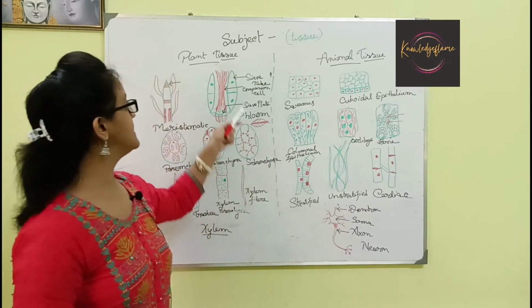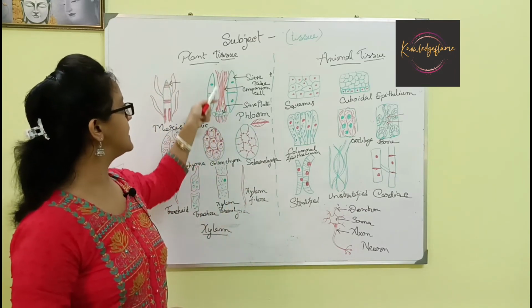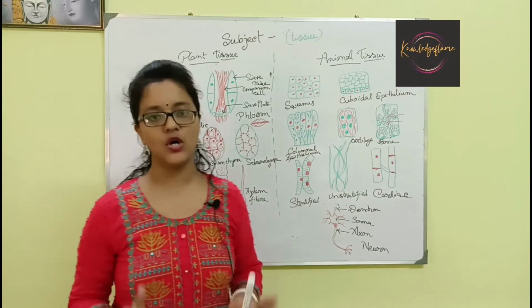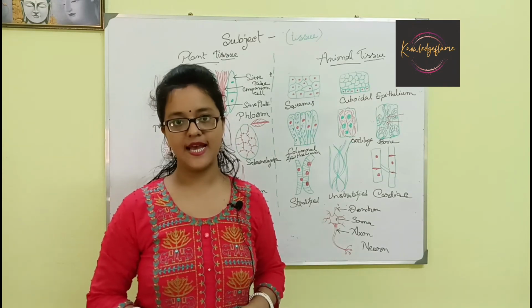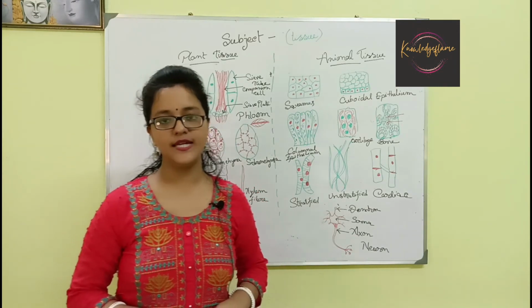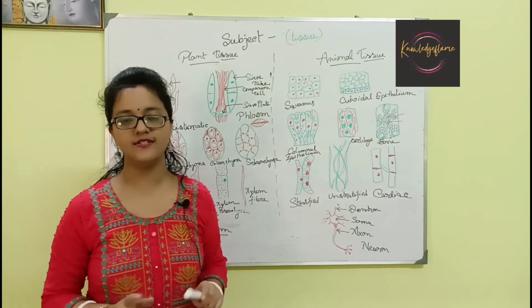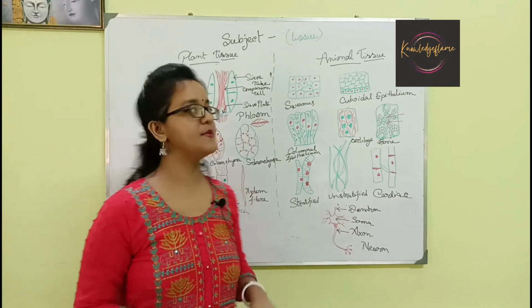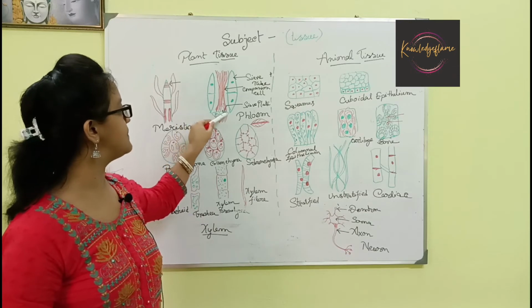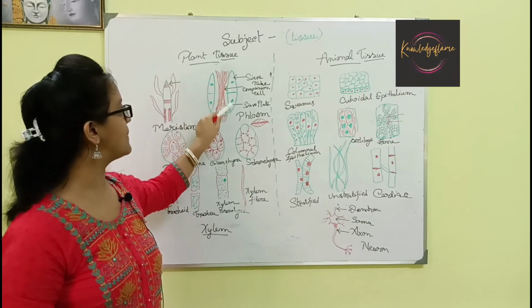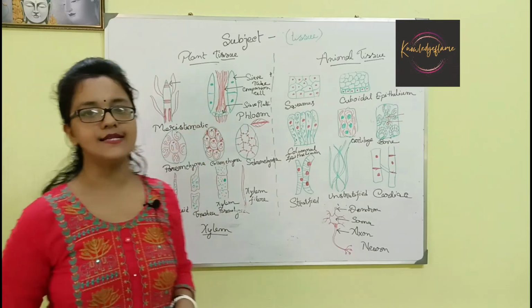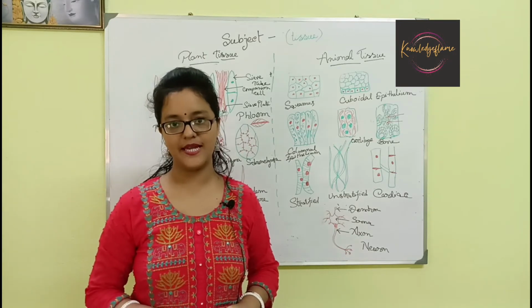Now we will see the sieve tube. It is a living component which lacks nuclei. There is no nucleus, and between two sieve tubes there is a sieve plate, and this is the companion cell. The companion cell has cytoplasm, vacuole and nuclei.